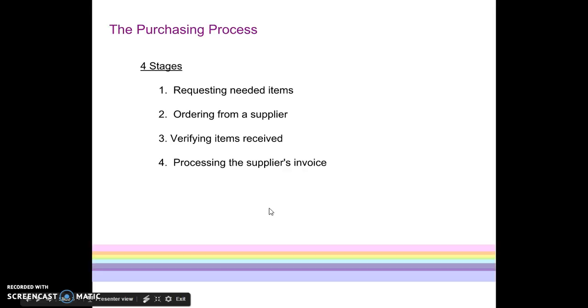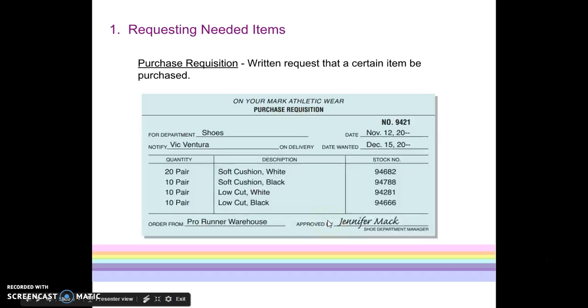The purchasing process. When it comes to purchasing, what you need to realize is that this is when a merchandising corporation buys items needed in order to make a product to resell. There are actually 4 stages that go into this: requesting the needed items, ordering them from a supplier, verifying that the items have been received in the amount, quantity, and the exact item that was ordered, and then processing the supplier's invoice. There are a couple of different ways that can be done as well, whether we're purchasing for cash or purchasing on account.